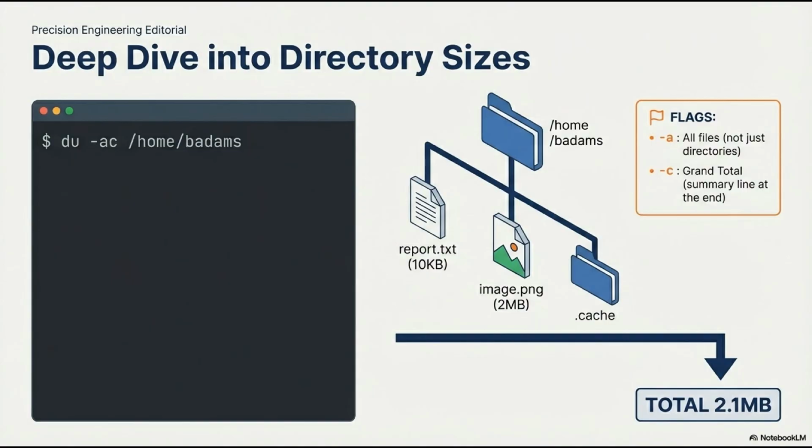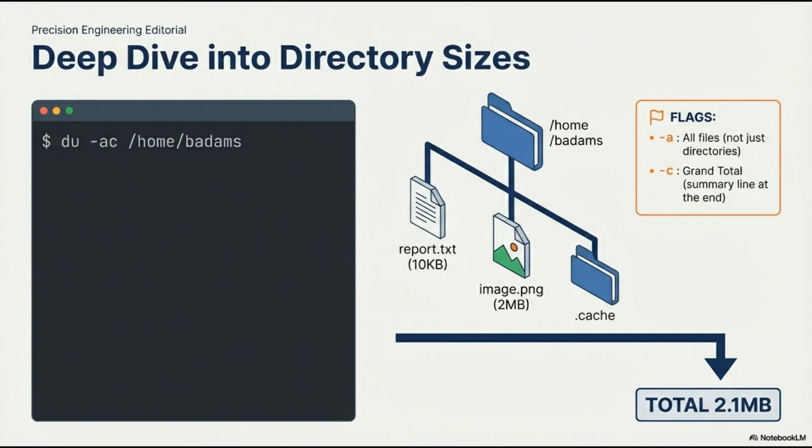The slide highlights 2 specific flags here, a, n, and c. The command shown is du -a -n -c /home/user. Let's unpack those. So a stands for all. By default, du only shows you directory sizes, but often the problem isn't a directory at all. It's a single file.